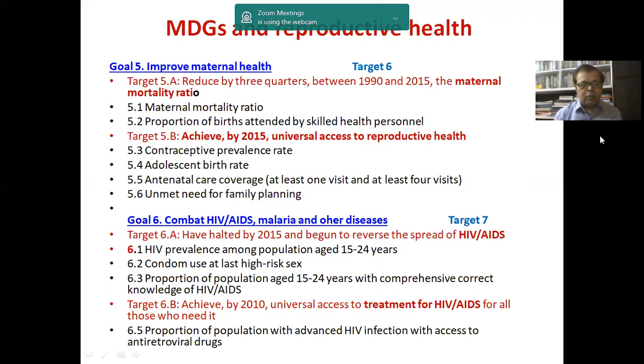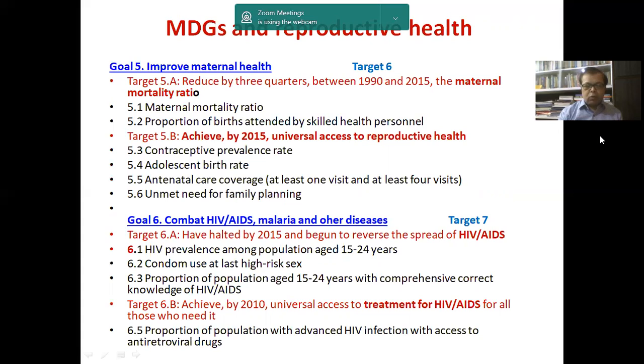So within this goal number 5, there are two basic indicators. Reduce by 3/4 between 1990 and 2015 the maternal mortality ratio. And then the second one is universal access to reproductive health. When you talk about universal access to reproductive health, then 4 points are there: contraceptive prevalence rate, then adolescent birth rate, then antenatal care coverage, and then unmet needs of family planning.